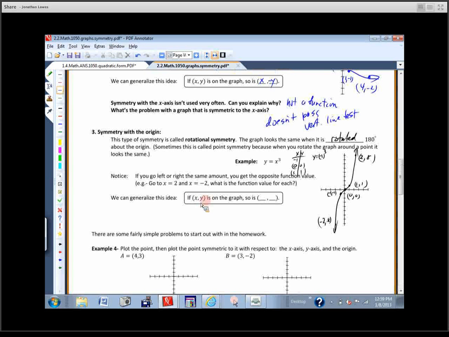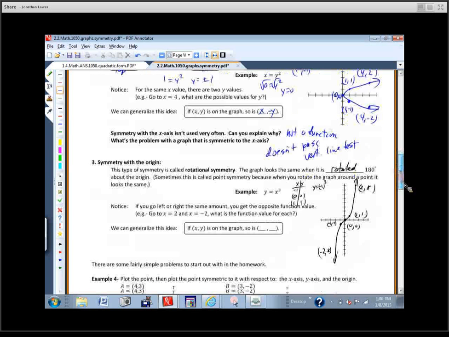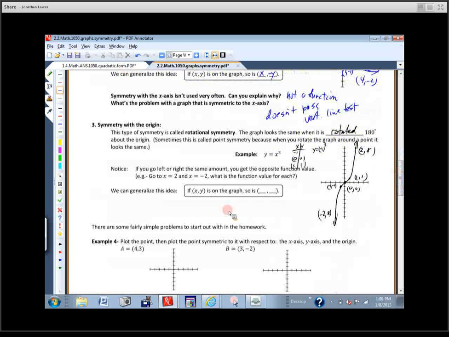If I know a point that's on the graph, I can tell you another one that's got to be on the graph. Now remember, what we did up here was, we said, hey, if 4, 2 is on the graph and it's symmetric with the x-axis, got a point up here, swing it down here. It's the y-coordinate that's going to change. Okay? If x, y is on the graph, so for example, if 2, 8 is on the graph, what other point has to be on the graph if it's symmetric with the origin?